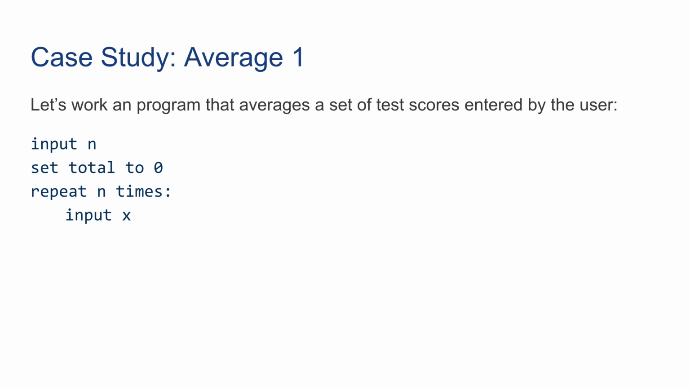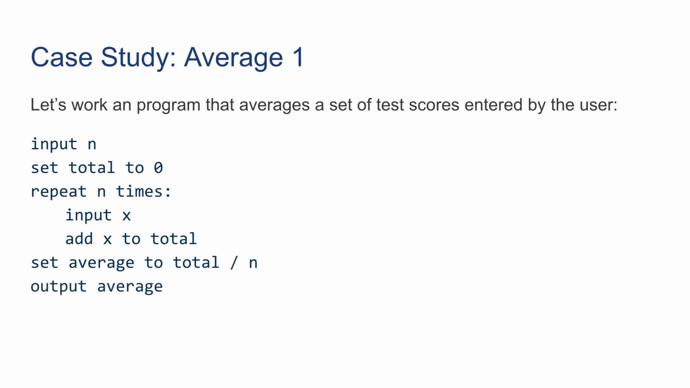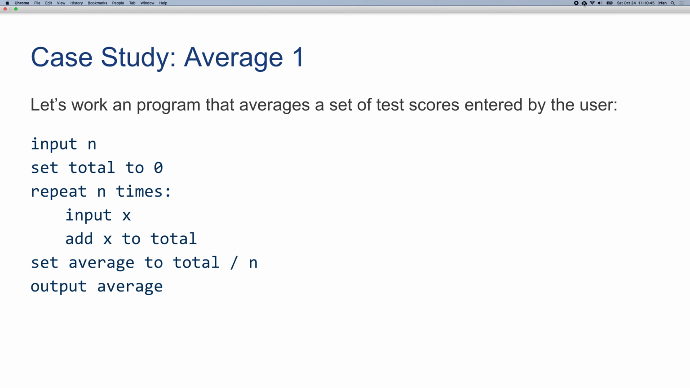And then in each pass, we can ask for an x value, which can be used for test scores. Then we can add the x to the total accumulator. Then when the loop is over, we can set the average to total divided by n, and then we can finally output the average. So let's see this program in the compiler.